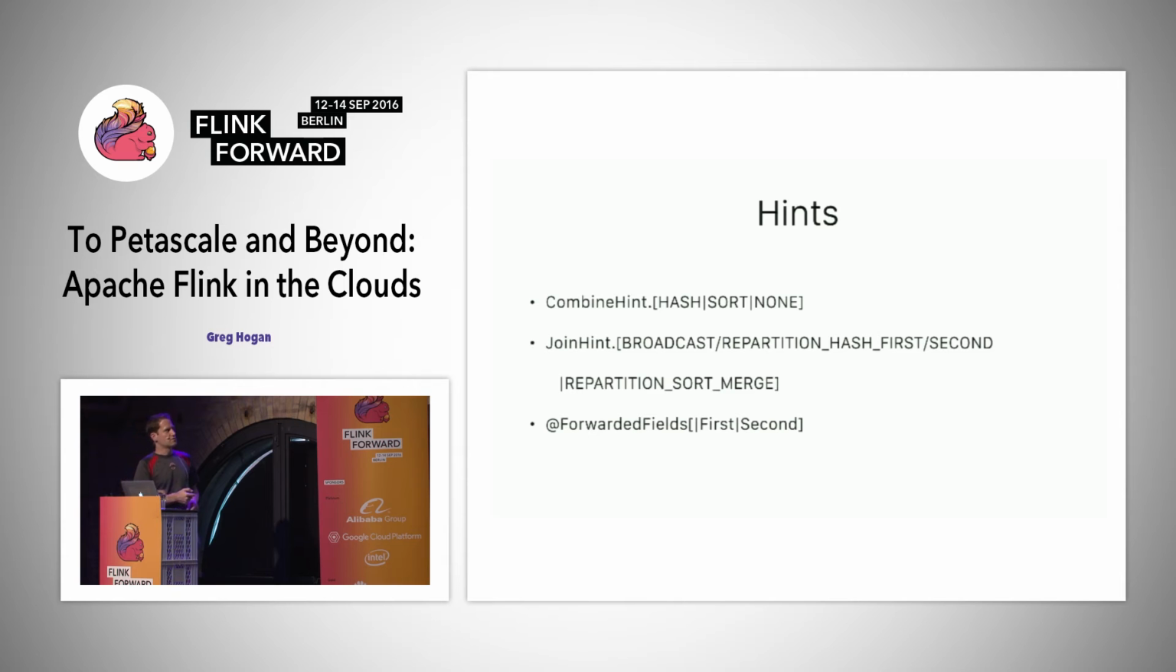It's also a good idea to annotate either with forwarded fields or to use the proper combine hints hash. A hash combine is a recent addition to Flink. I think it just came out in Flink 1.1. And this allows us to use an in-memory hash table rather than spilling to disk.